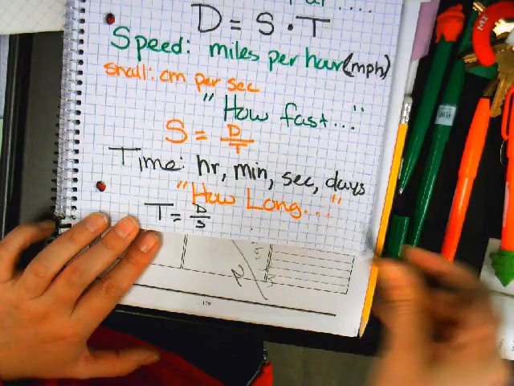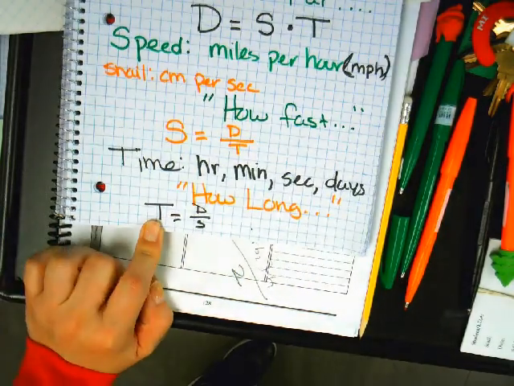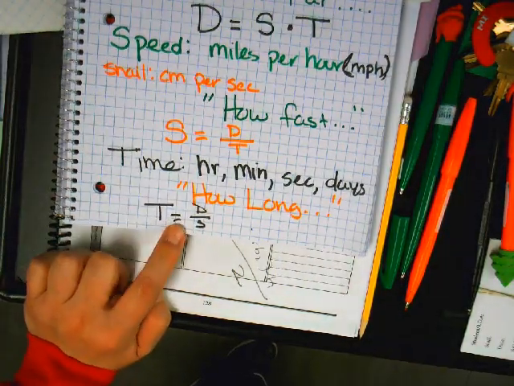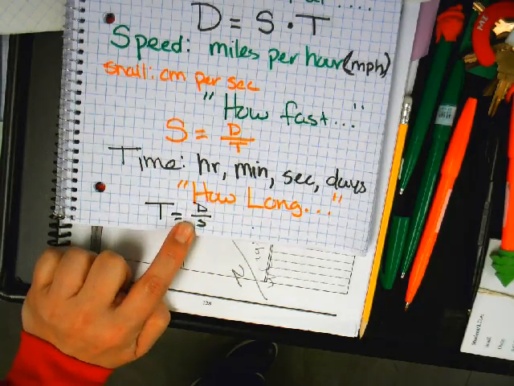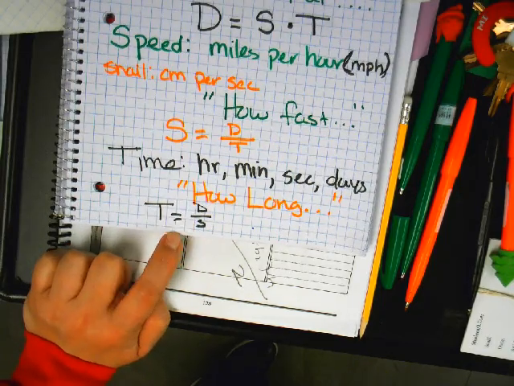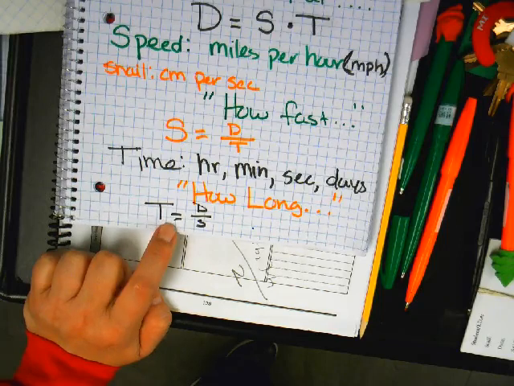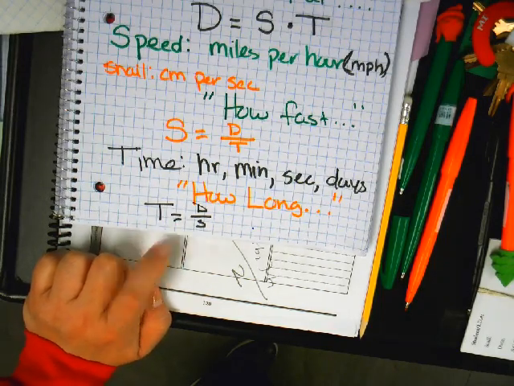Distance over speed. So the formula is, time is equal to distance divided by speed. Write it down, because this is the formula. Time is equal to distance divided by speed. Are we okay?